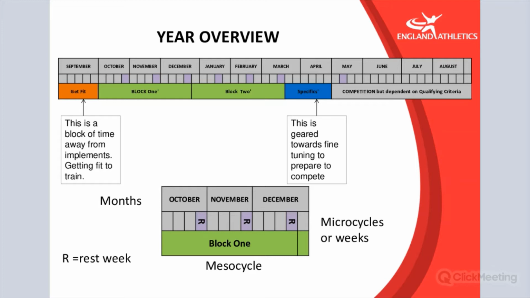So the first part is getting as fit as I possibly can. So I've tried to color code the rest of the presentation. So the orange bits are to do with the getting fit bit, the green bits to do with the blocks in between, and the blue bits to do with working specifically for the start of the season.